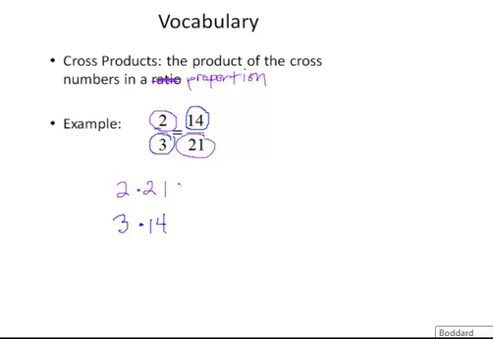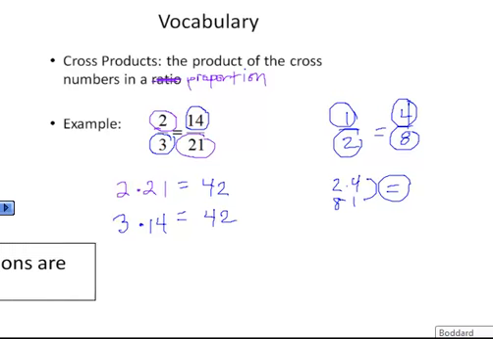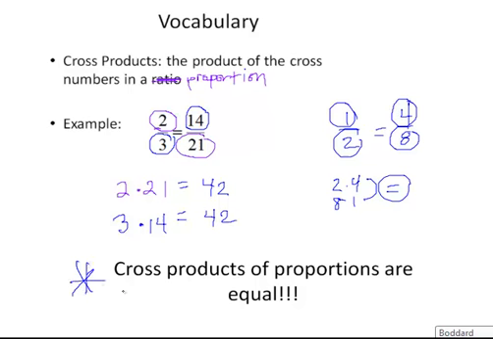What you're going to notice about any true proportion is that when you multiply these, 2 times 21 is 42, and 3 times 14 is 42. You can do this for all proportions that you could possibly think of. Each time you multiply those cross numbers, 2 times 4, 8 times 1, you're going to see they are equal to each other. So here is a property that I want you to write down, put a big star by it if you need to: cross products of proportions are equal.